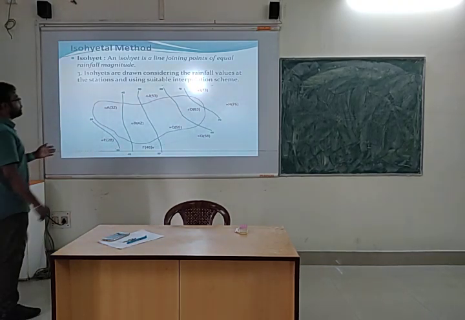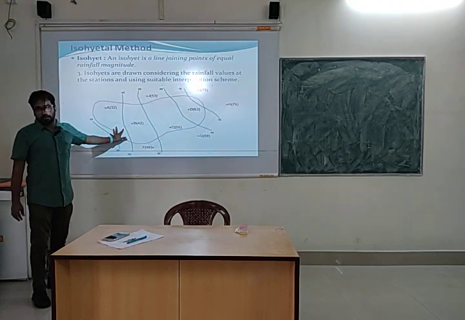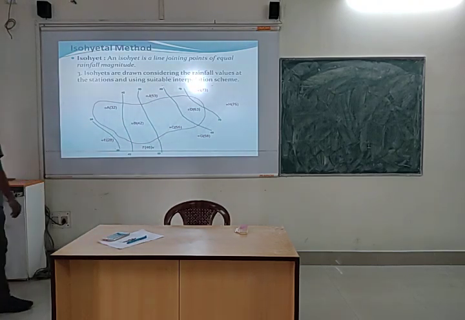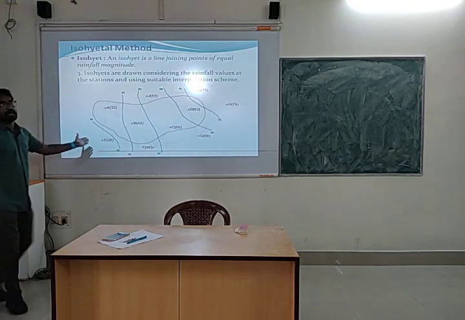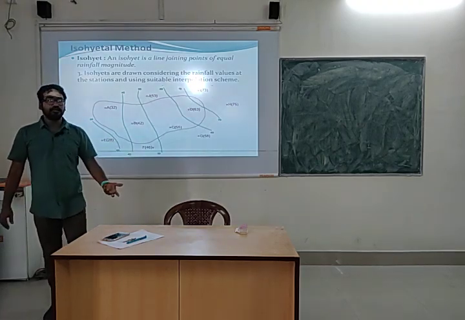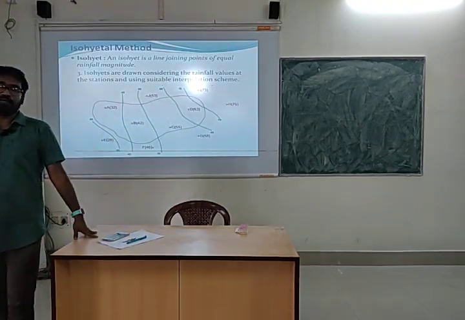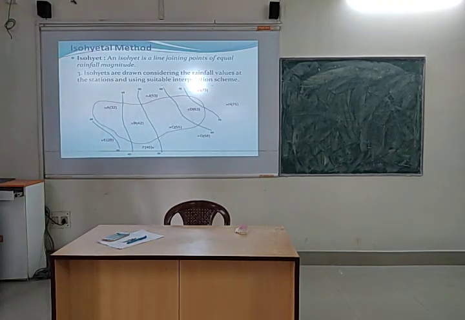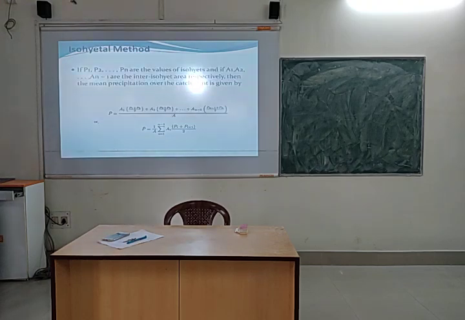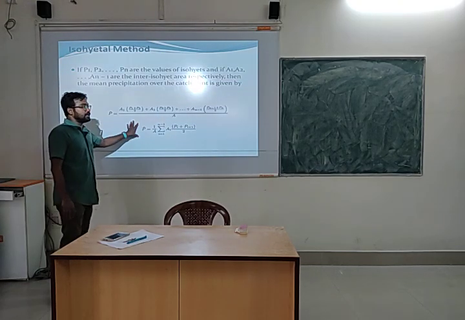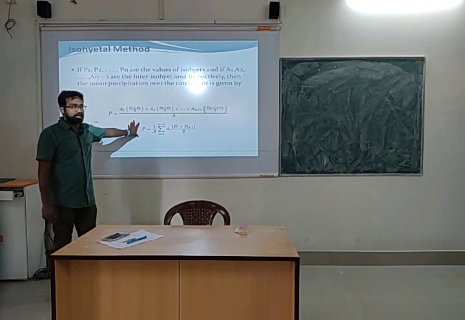And next, what? Next we need to find the area between two isohyet lines. So if the number of isohyet lines is n, then the number of areas will be n minus 1, right? And we have to multiply that area with the precipitation difference or average precipitation between the isohyet lines, right?